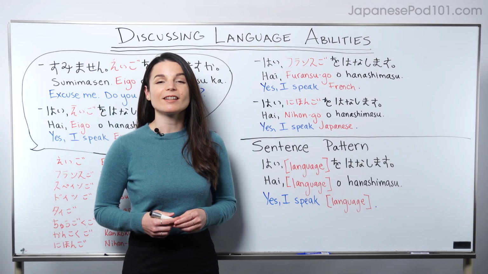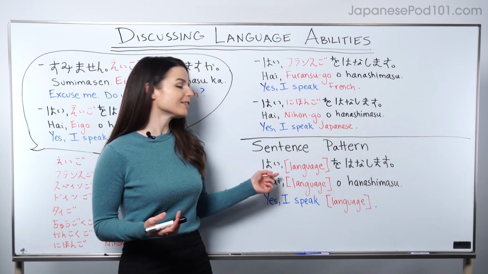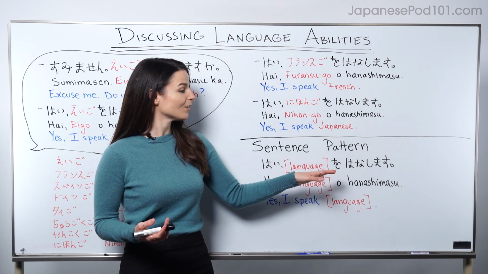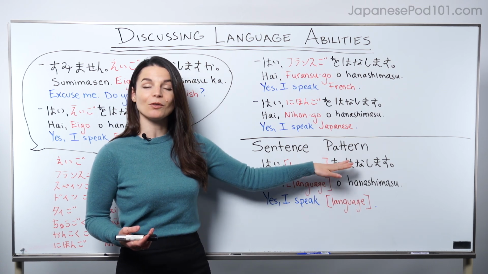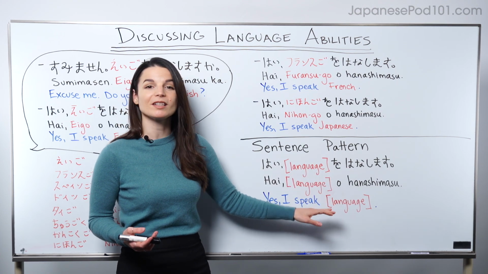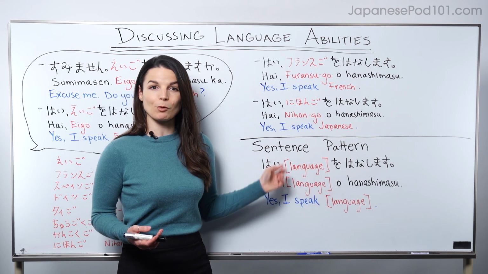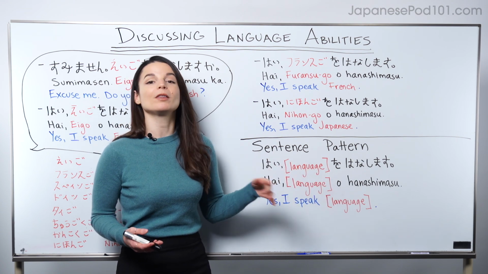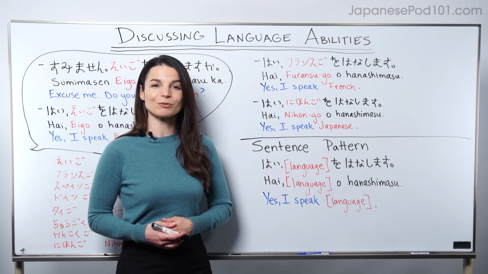Okay, now let's take a look at the basic sentence pattern for this lesson. The sentence pattern is はい、language を話します. Which means, yes, I speak language. In this pattern, simply replace the language part of the sentence pattern with the language of your choice to create, yes, I speak that language.